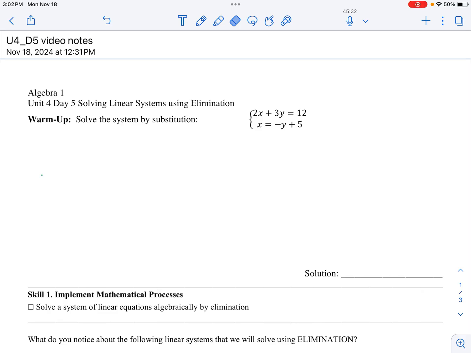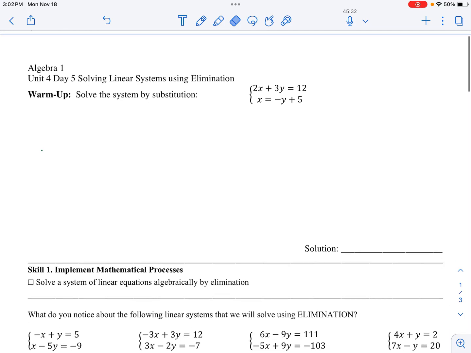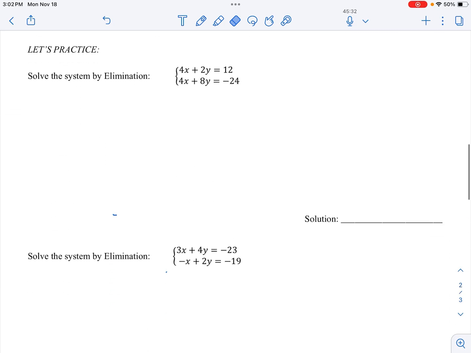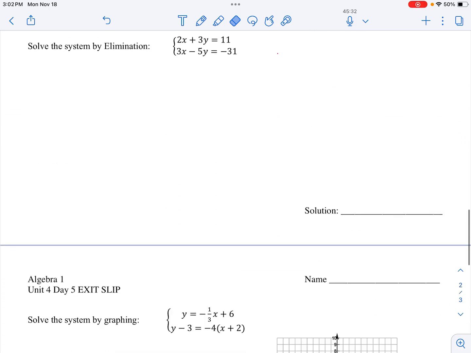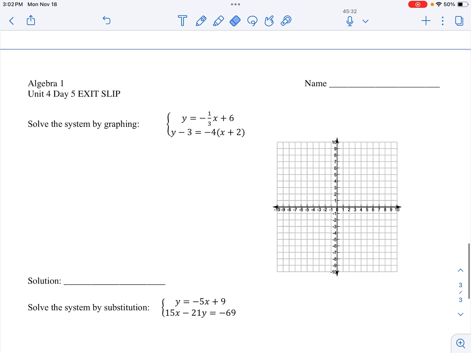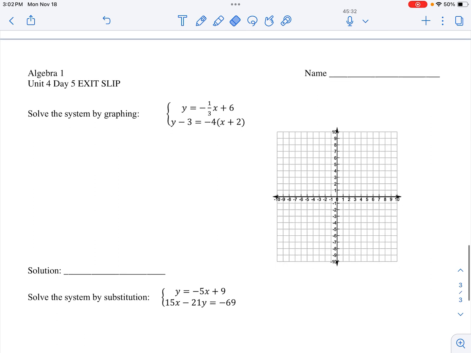Today we're going to do solving systems using elimination. This is our third method to solve systems. My plan is to guide you through how to do that. I'm going to lead you through some notes today, and then at the end, you are going to be asked to do this exit slip and turn it into the sub. This will be how I take attendance.